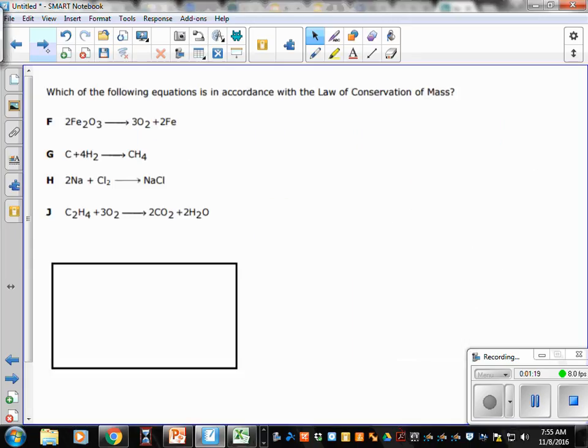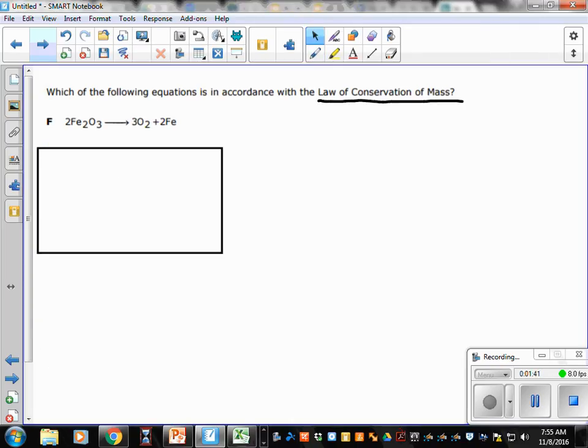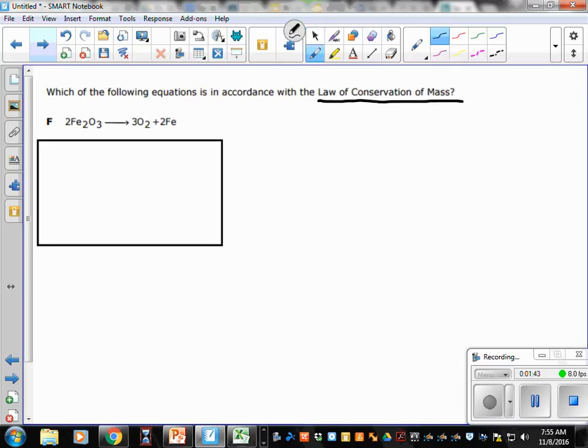Okay, so now let's practice how to see if an equation is balanced. That's what you have to know for 8th grade science. Let me read the question first. Which of the following equations is in accordance with the law of conservation of mass? That means it has to be a balanced equation. So let's take F first. I'm going to write it over here just because I need more space. So these are the reactants on this side. It's going to yield or produce these, the products.